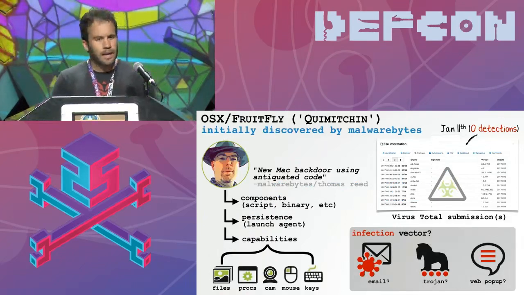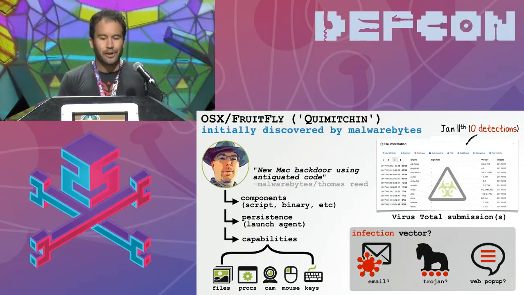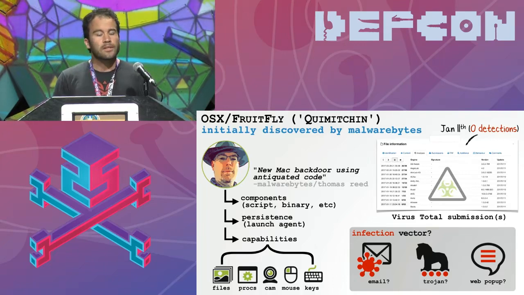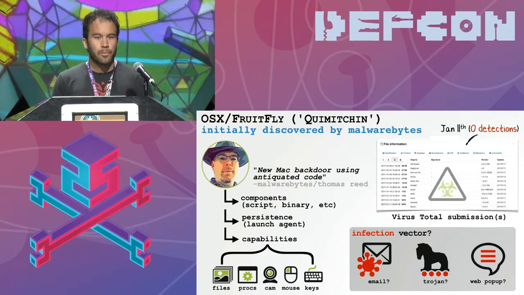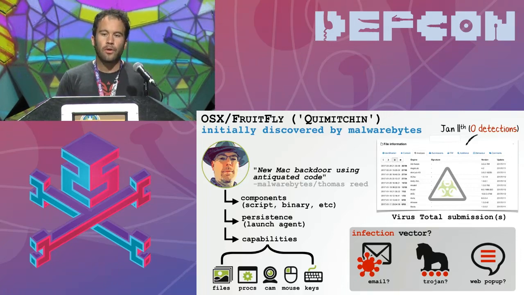FruitFly was discovered in January. Initially, it was undetected by antivirus engines on VirusTotal. My good friend Thomas Reed, who is here in attendance, an incredible Mac security researcher, did the initial analysis and wrote a great blog articulating the components of the malware, its persistence techniques, and also some of its capabilities. It's a fairly standard but fully featured Mac backdoor, but it has some interesting interactive capabilities, also the ability to turn on the webcam.